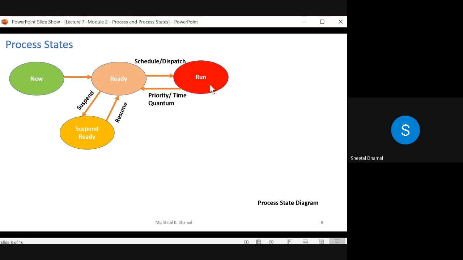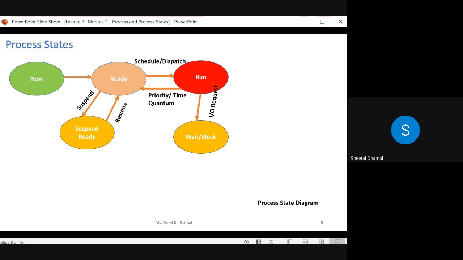So if processes are executing by the CPU or the processor, they are shifted into the ready queue because of the time quantum. That is, if the time assigned to them is finished, then they will get shifted into the ready queue. Or if some higher priority process comes into the ready queue, then also the lowest priority process will get shifted from the run state into the ready queue. So these are the two reasons why processes are shifted into the ready queue.